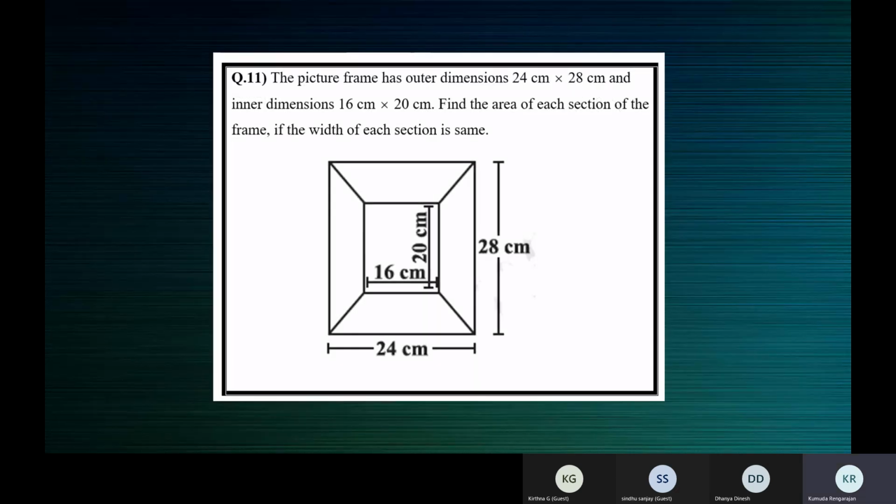All right, the next one. The picture frame has outer dimensions 24 centimeters by 28 centimeters and inner dimensions 16 centimeters by 20 centimeters. You can see those dimensions represented in the figure. Find the area of each section of the frame if the width of each section is the same.